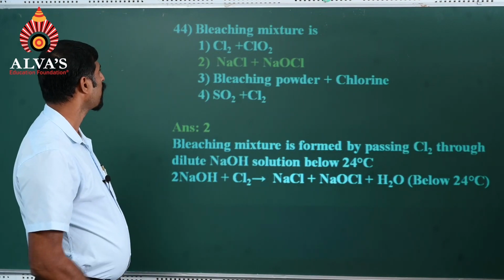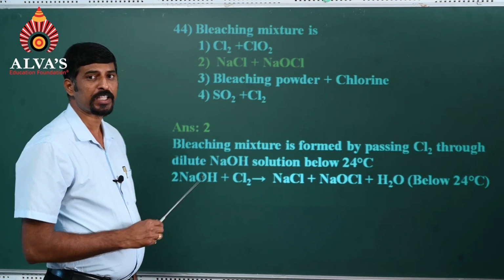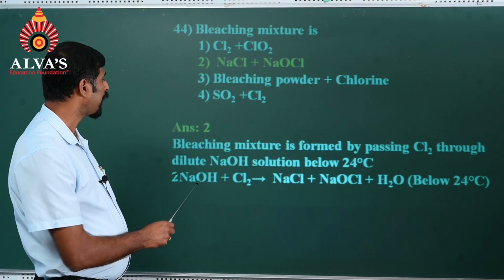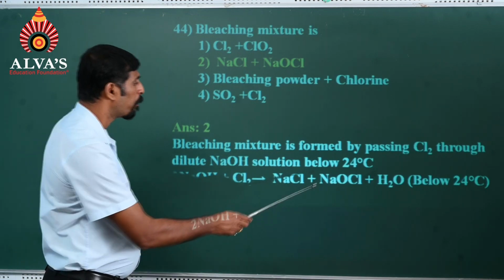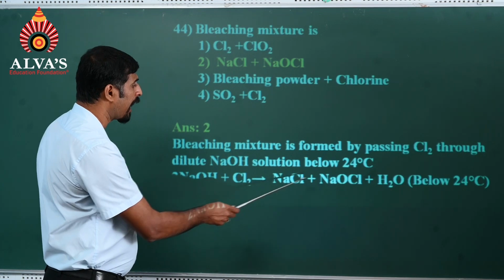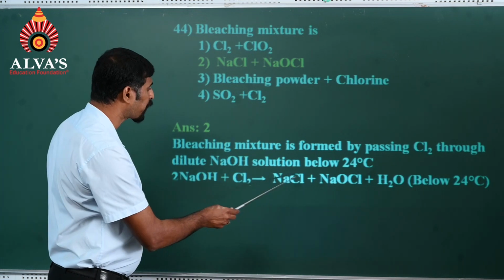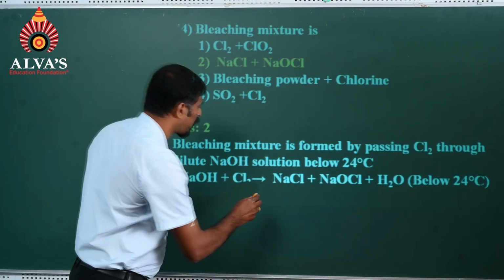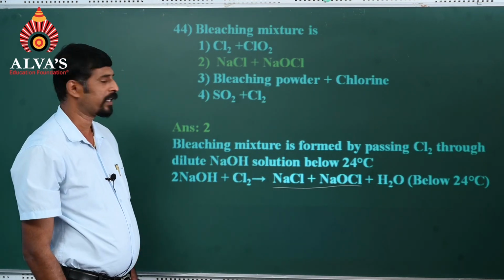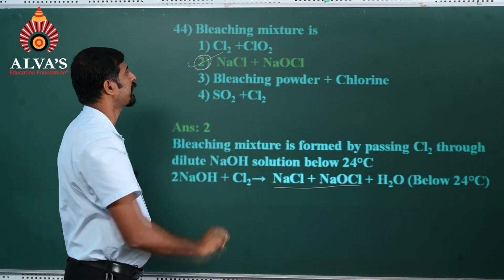Next, we will move on to question number 44. Bleaching mixture is formed by passing chlorine through dilute NaOH solution below 25 degrees centigrade, and it forms NaCl and sodium hypochlorite, and this mixture is called the bleaching mixture. That is, sodium chloride and sodium hypochlorite is called bleaching mixture. Therefore, option second is the right answer.